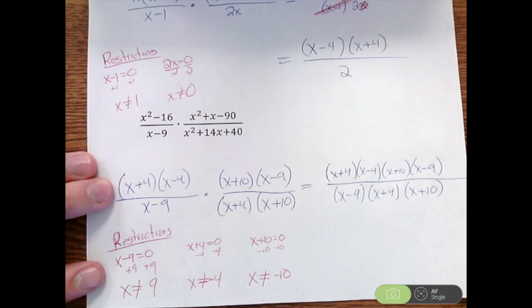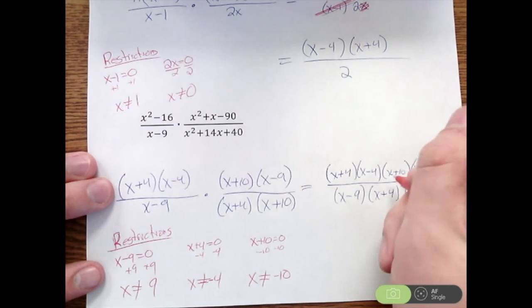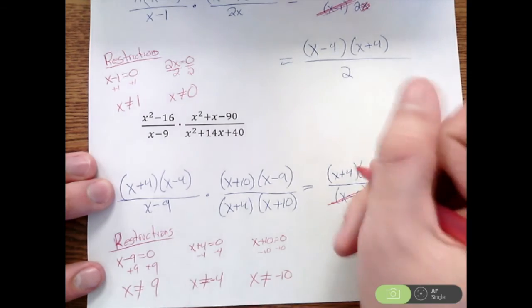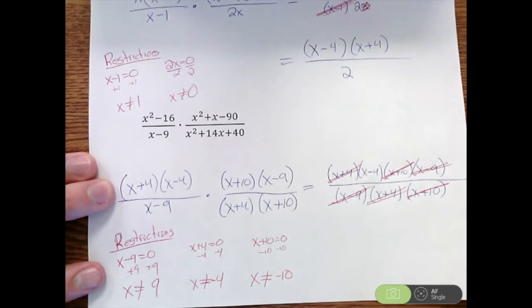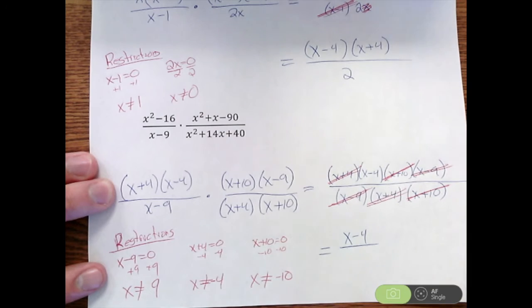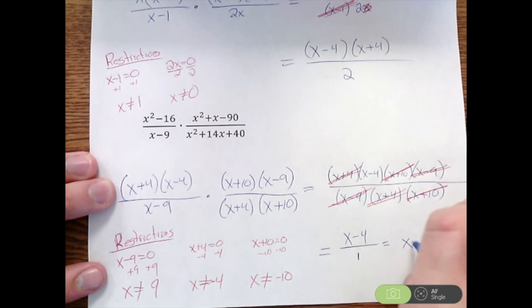Only thing left to do is I need to look for common factors in the top and the bottom. So I see x plus 10, x plus 10, x minus 9, x minus 9, x plus 4, x plus 4, and that's it. So I'm going to write what's left on top. My numerator, I have just an x minus 4. In my denominator, it looks like there's nothing there. It's really just 1. But if you divide anything by 1, like x minus 4 divided by 1, that's the same as x minus 4.